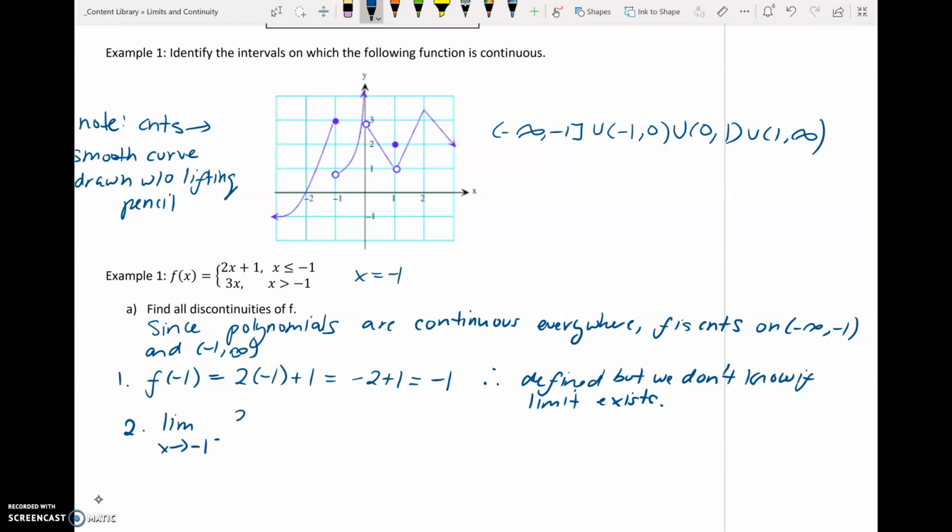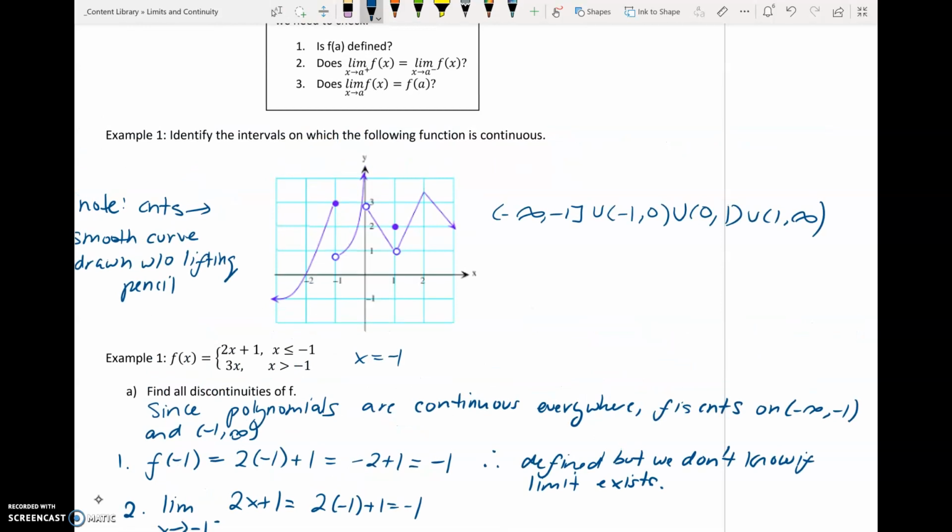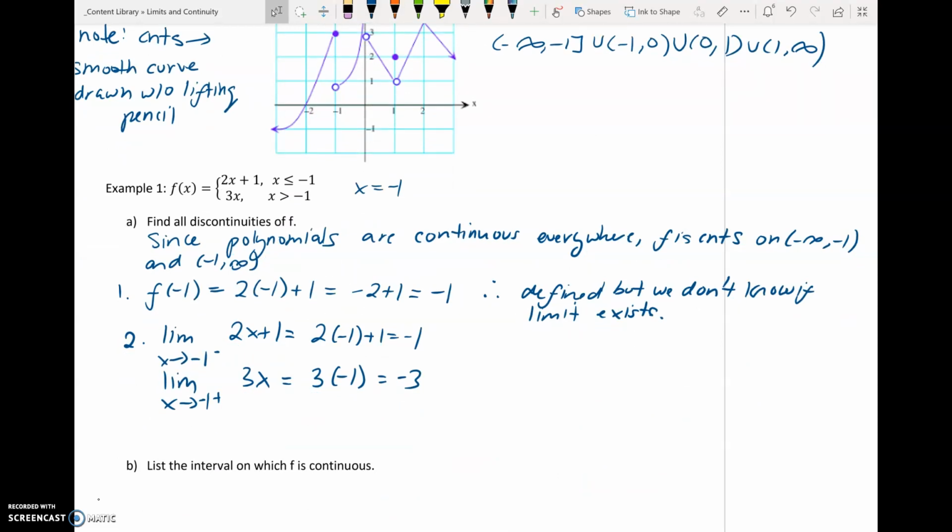So that's 3x. Sorry, that's 2x plus 1. We're going to plug the negative 1 into that. It's negative 1. Now we're going to check the right-hand limit. And that's 3x. So that's 3 times negative 1, which is negative 3. These limits are not the same. That means number 2 is dissatisfied, and also our overall limit does not exist, and that's a problem there.